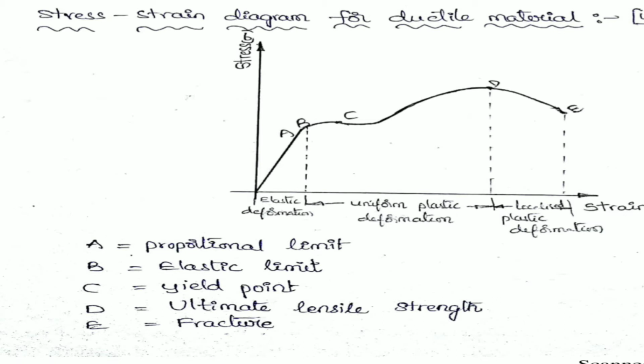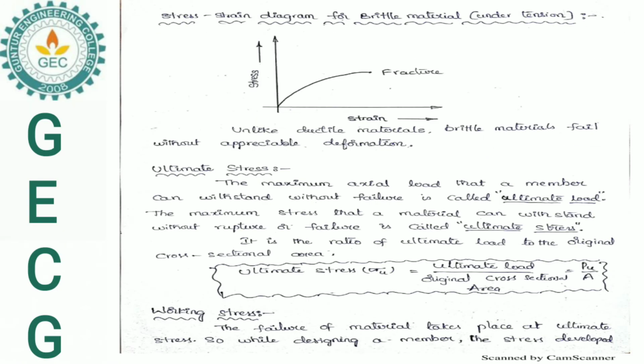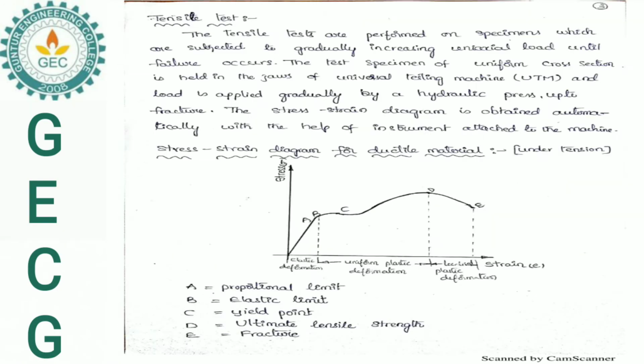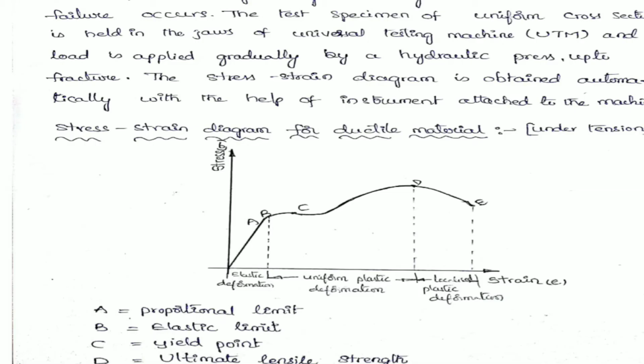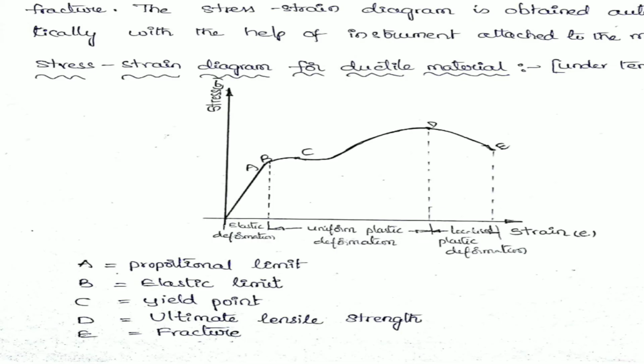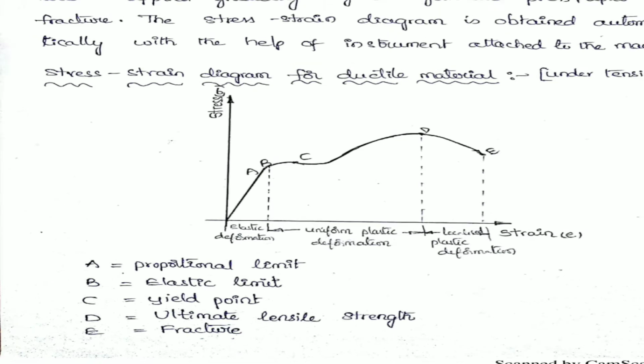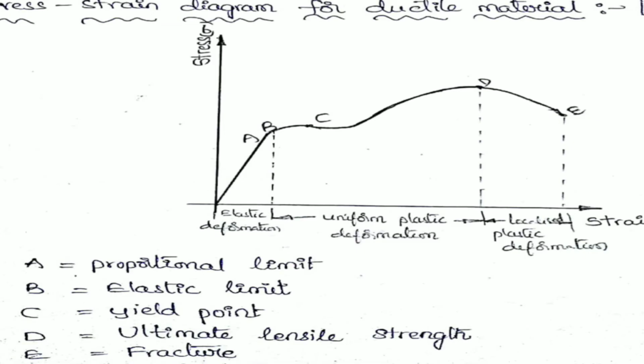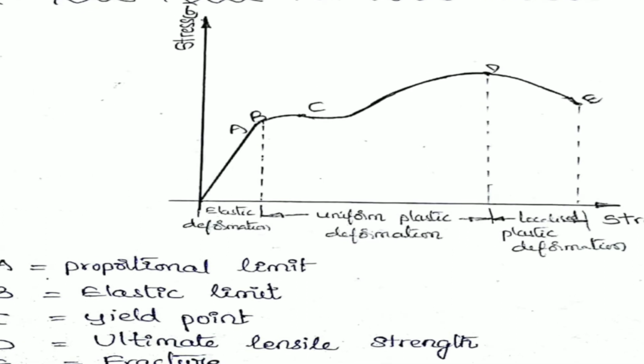Finally, E denotes fracture. Here, the region between A and B is called elastic deformation, B to D is called uniform plastic deformation, and D to E is called localized plastic deformation.